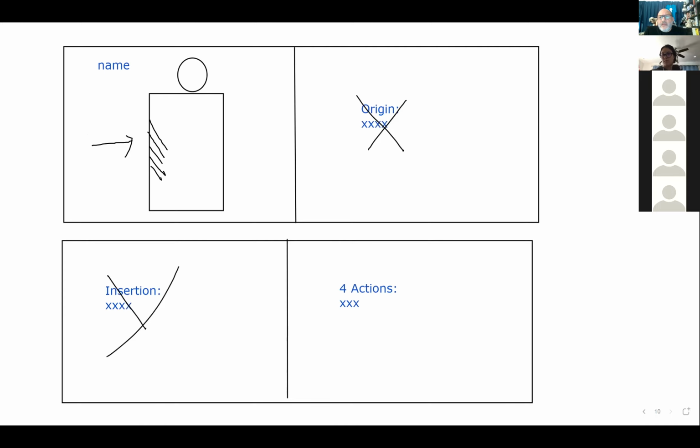Flashcards help me because I'm a tactile learner, so actually taking the time to write them out really helps me. And I'm a visual learner, so taking the time to look at them helps me to recall that. Not everybody learns that way.